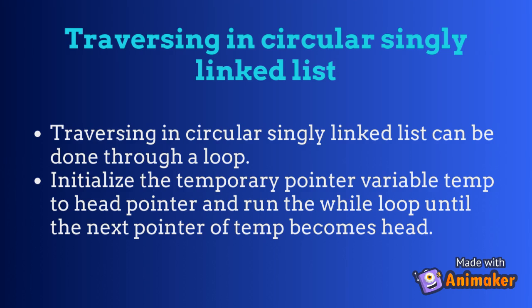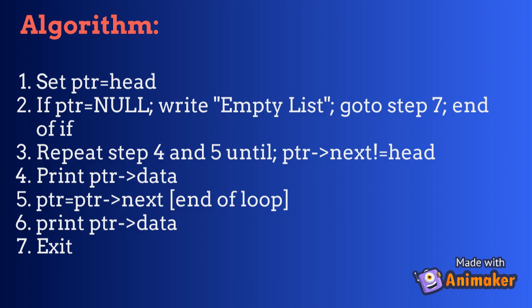Traversing a circular singly linked list. Traversing a circular singly linked list can be done through a loop. Initialize the temporary pointer variable temp to the head pointer and run the while loop until the next pointer of temp becomes head. Let's discuss the algorithm.